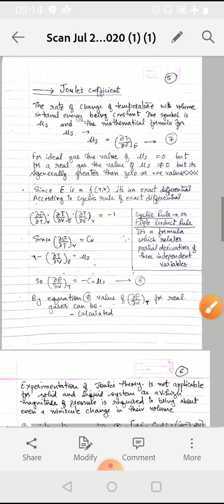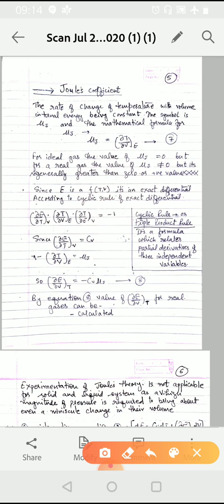Now we come to Joule's coefficient. The rate of change of temperature with volume, internal energy being constant, the symbol is μj, and the mathematical formula for μj is equal to (∂T/∂V)_E, that is the change in temperature with volume, internal energy being constant. For an ideal gas, the value of μj is equal to 0, but for a real gas, the value of μj is not equal to 0.